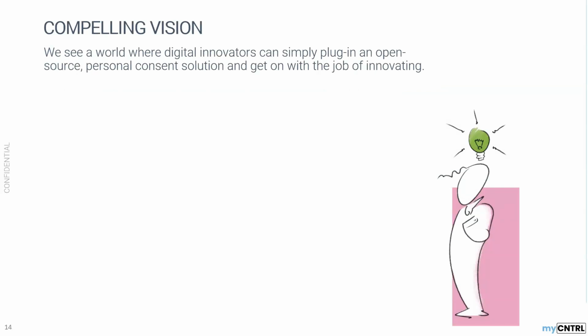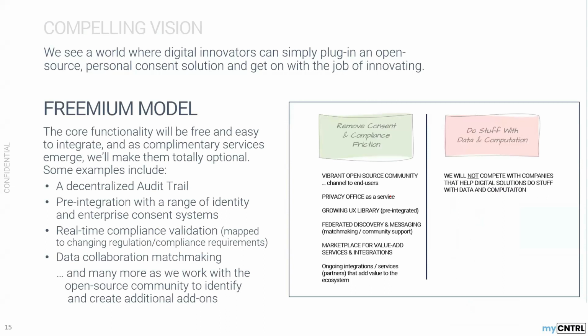So we have this compelling vision. We see a world where digital innovators simply plug and play an open source personal consent solution, and they get on with the job of innovating. And frankly, a freemium model is the best fit. The core functionality can be free and easy to integrate, and then you can add complementary services that are totally optional and can be used just on a subscription or metered service basis. Things like build your own audit trail or use a plug and play decentralized audit trail.